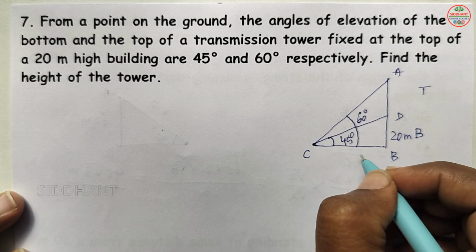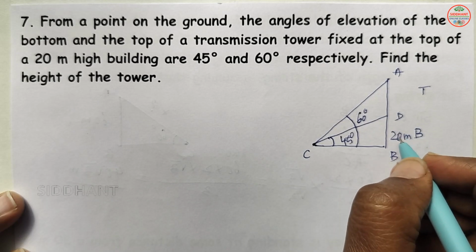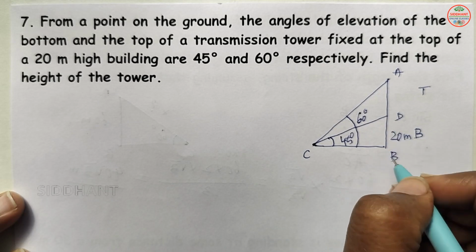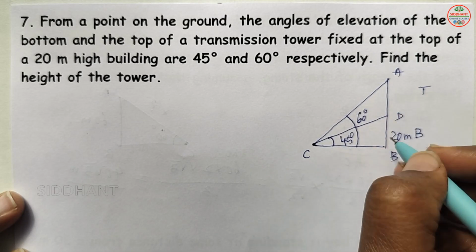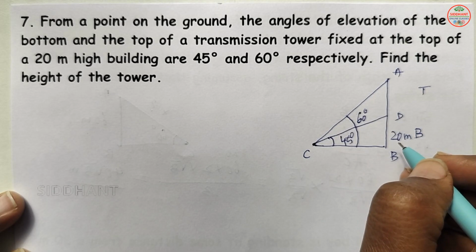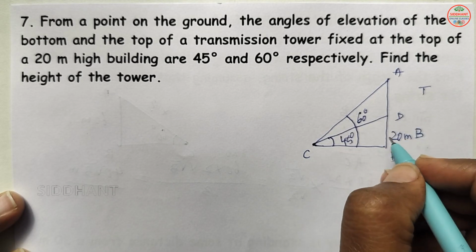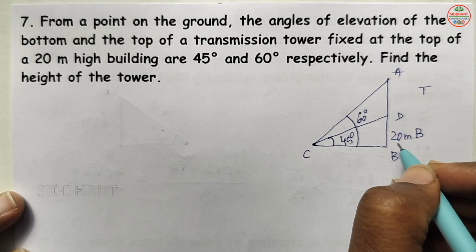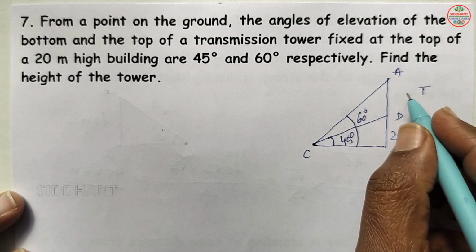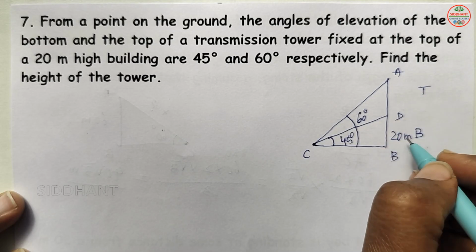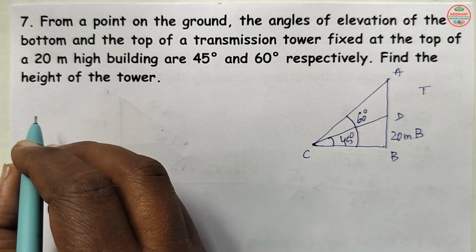So first we are going to find out BC here from triangle DBC. We are going to find out BC. After that we are going to find out AB here. So once we get AB, BD is given. So the difference between AB and BD, we get the height of the tower here.